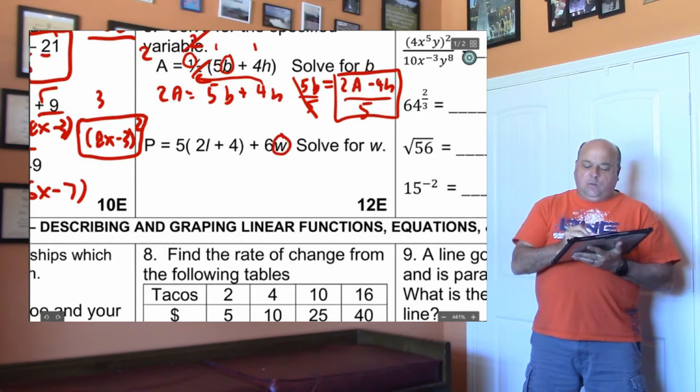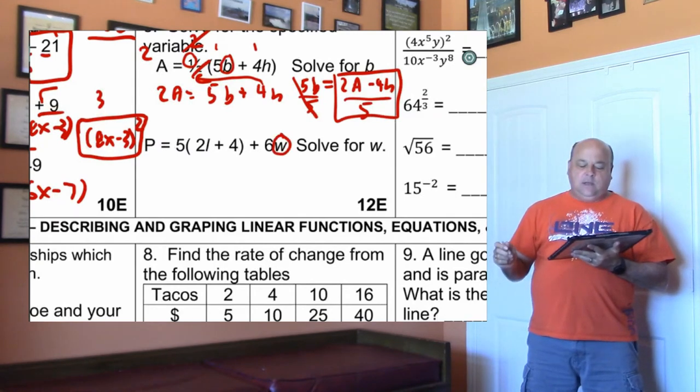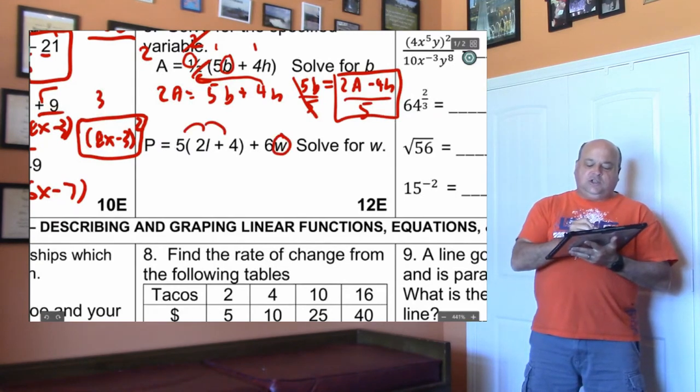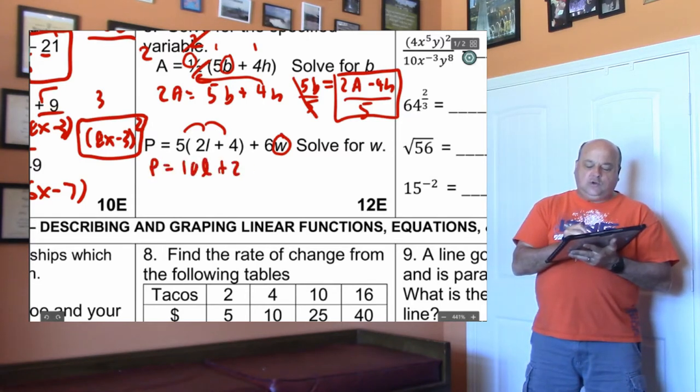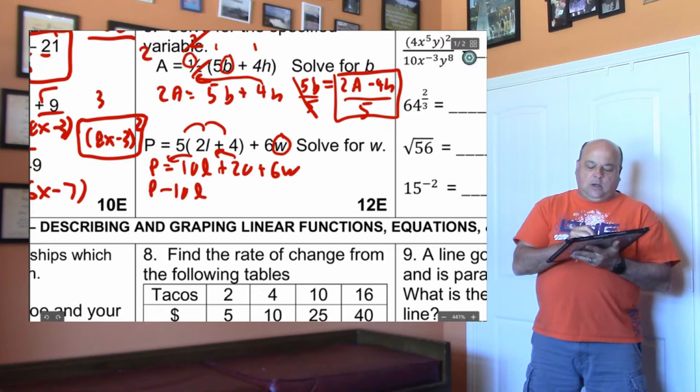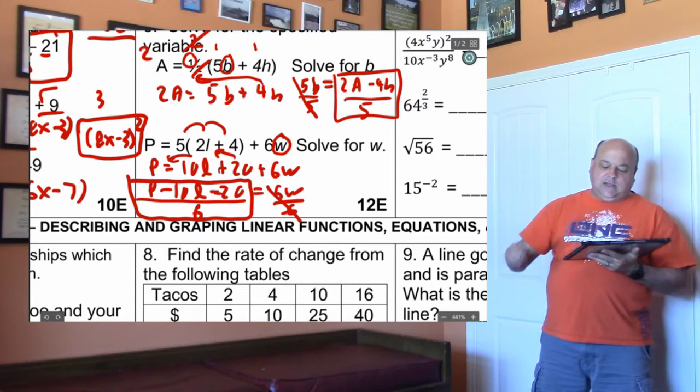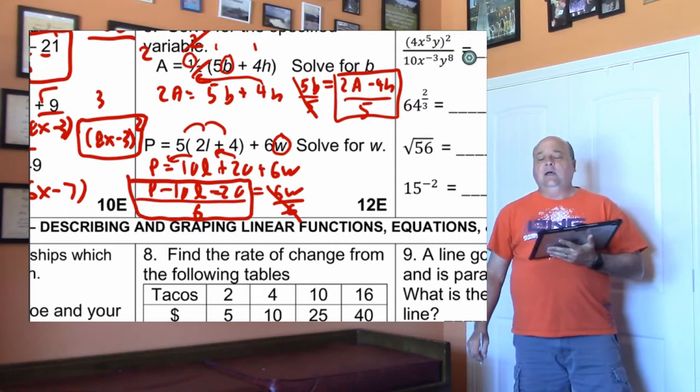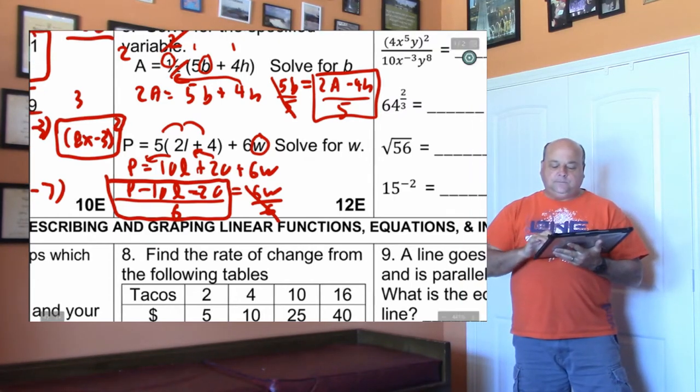On this one right here, we want to get the w by itself. Okay, so what I'm going to do first is distribute that 5. So p equals 10l plus 20 plus 6w. Now I'm going to move these over. So p minus 10l minus 20 equals 6w. Then divide by 6. The 6's cross out. This would be my answer, okay? Piece of cake. Let's keep going.